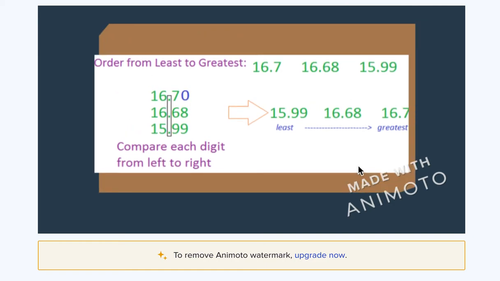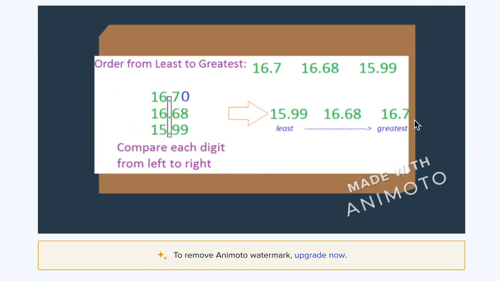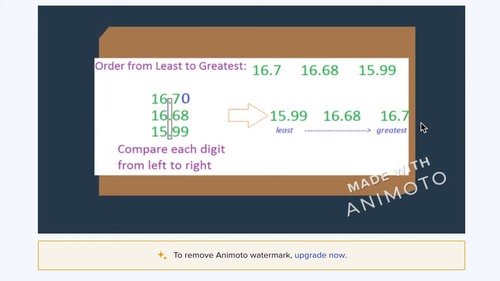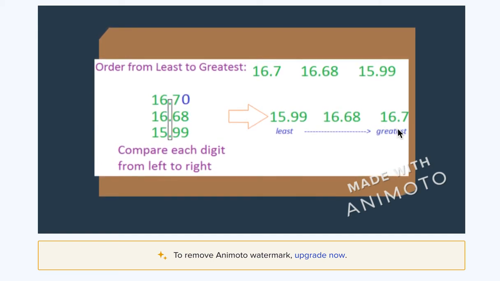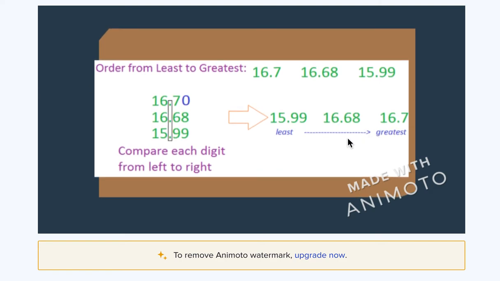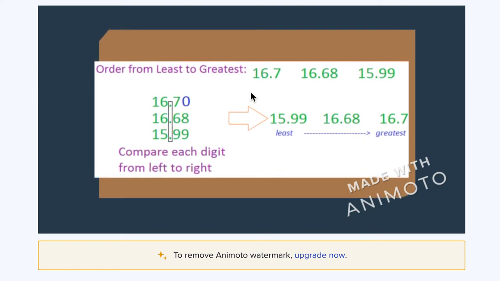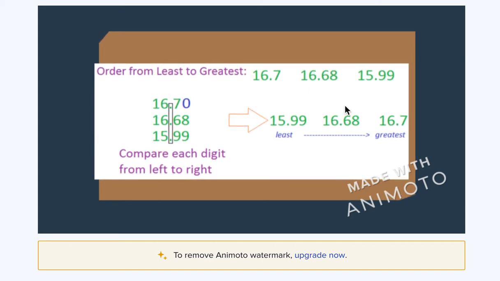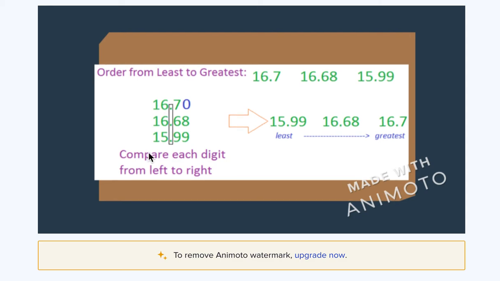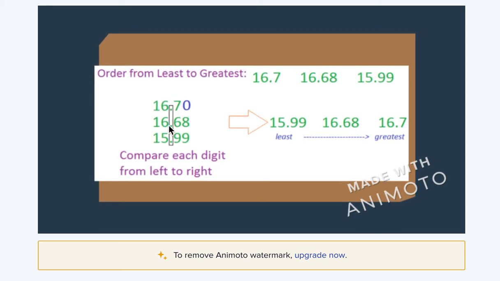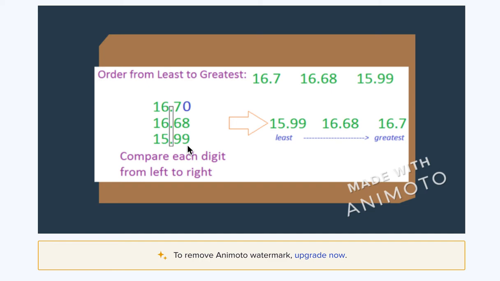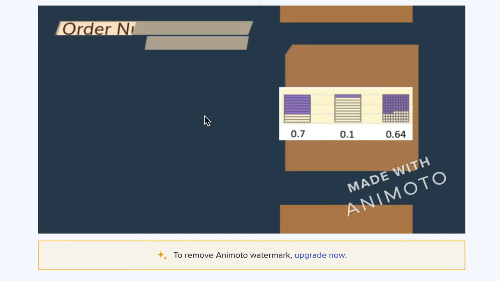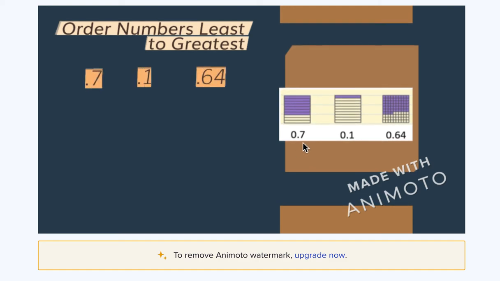And finally, 1.75 will be between 1 and 2, but remember, it's going to be closer to 2 than it is to 1. Here's how we look at putting these in order from least to greatest. We always want to start from the left and read to the right, just like you do anything else. So we have three numbers, 16 and 7/10, 16 and 68/100, and 15 and 99/100. We start, all of our ones are the same. Then we go to the next column, we have a 5, so that's going to be the least. Our next column, we're looking at the two 16 values we have. We have a 6. That precedes that.